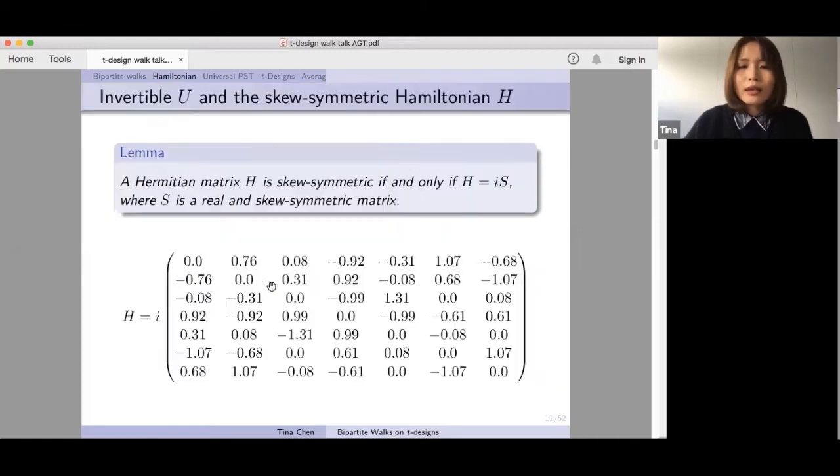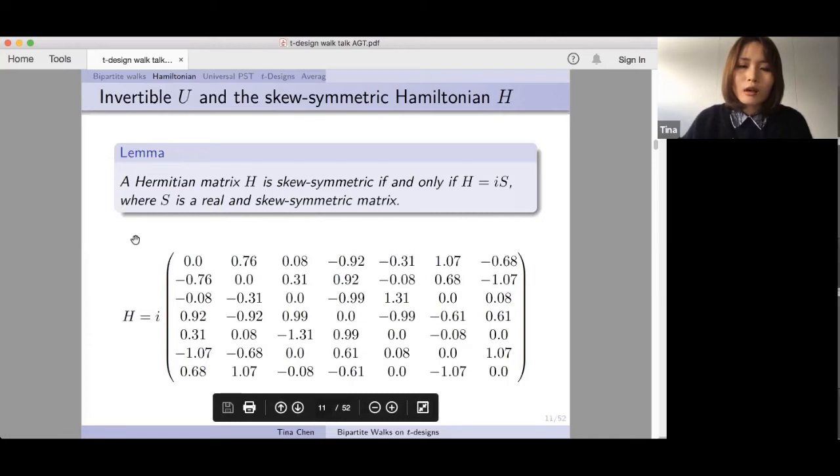So when can we get a skew symmetric Hamiltonian? Actually, it will be largely decided by the invertibility of your transition matrix. So right now, I will show you a very easy lemma. A Hermitian matrix H is skew symmetric if and only if H can be written as i times S, where S is real and skew symmetric.